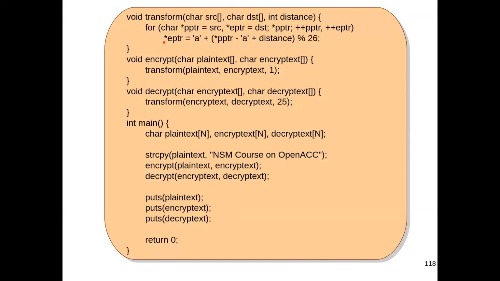And the way this gets implemented because of this distance parameter is you can use both encrypt and decrypt in the same manner, that is, they are using the same transform function. So this turns out to be a relatively simple program which you can implement. But any questions on this code?